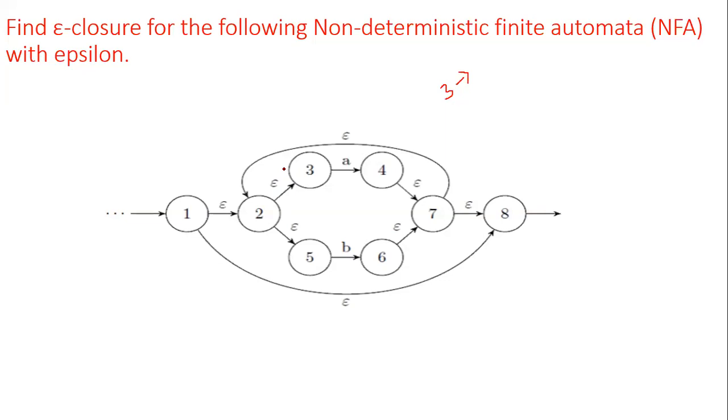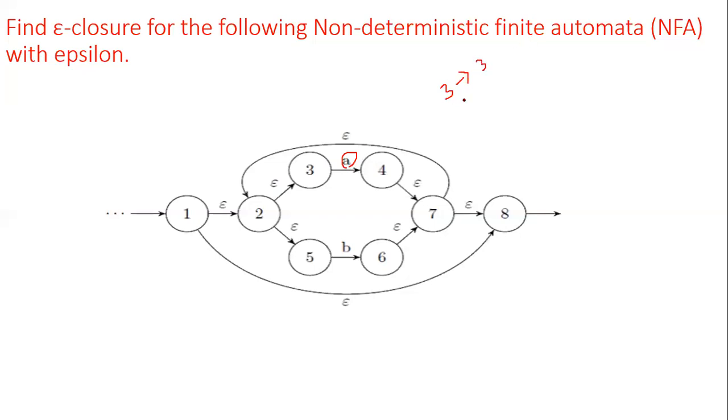A student, respond. What is the epsilon transition of the node 3? 3, 4, 7. Only 3, ma'am. Not 3, 4, 7. How can you say that? There is no epsilon transition, right? Here the input is only A. There is no epsilon, so you can say only 3.